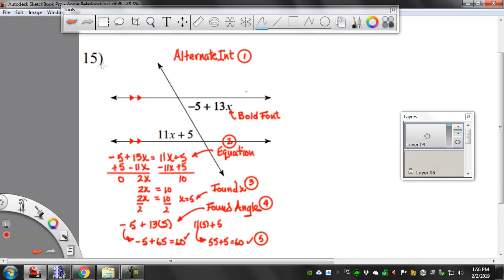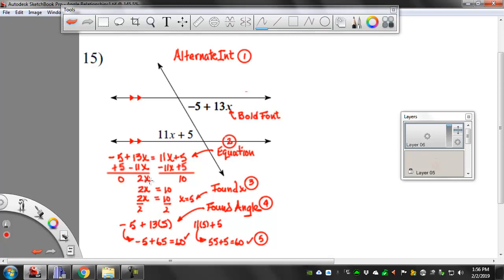Okay, the first problem we're doing is problem 15. We've already identified that it's alternate interior angles, and we know that alternate interior angles are congruent. And remember, we have to find the angle for the bold-faced font. So the first thing we do, we identify the angle that we need to find. The second thing we do, we need to write an equation. Now we know these 2 angles are congruent, so this part right here, you see right here, that's where I've written the equation. The first angle here equals the second angle.